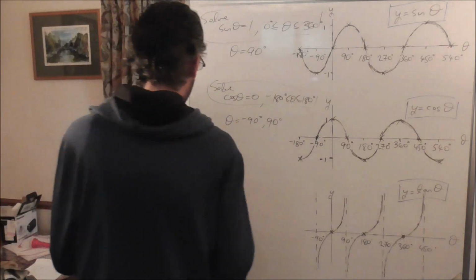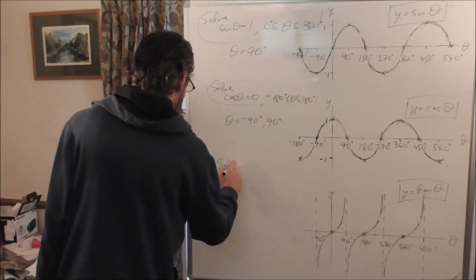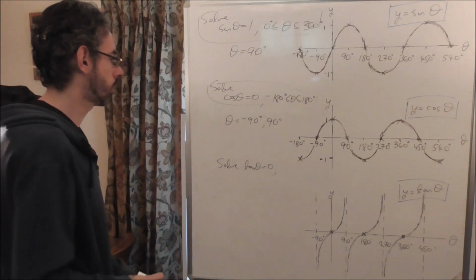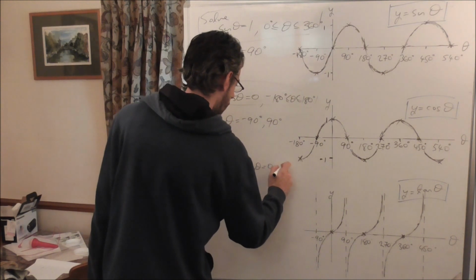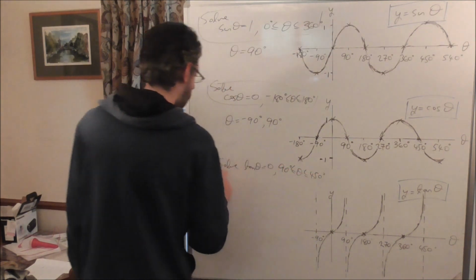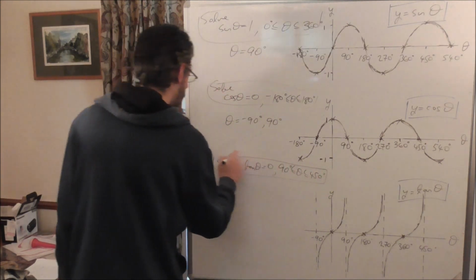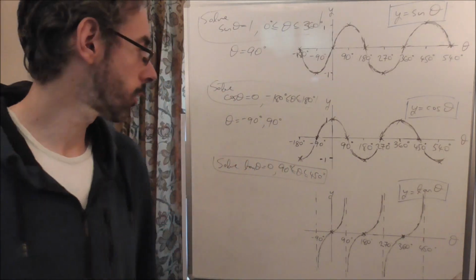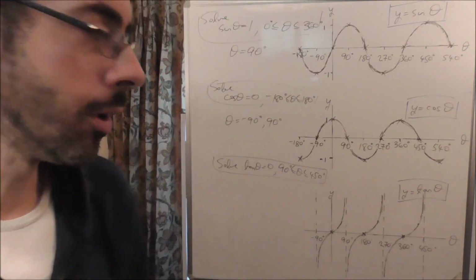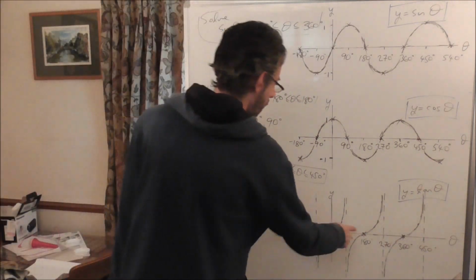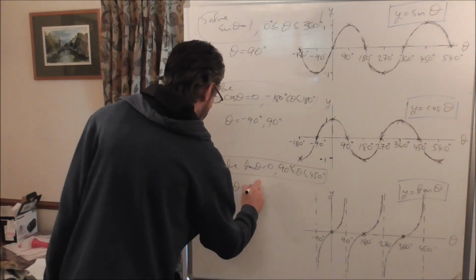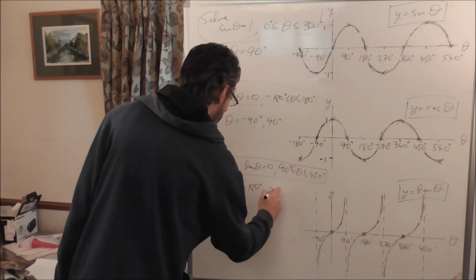Right, let's do one for tan. Let's solve tan theta equals 0. This time looking in the range from 90 to 450. So which angles in this range from 90 up to 450 have a tan value of 0? Well, you can see that there are, again, two solutions, 180 and 360. So the solutions are 180 degrees and 360 degrees.